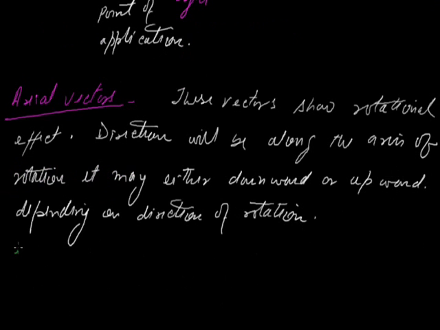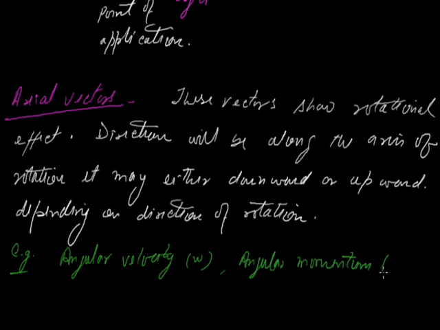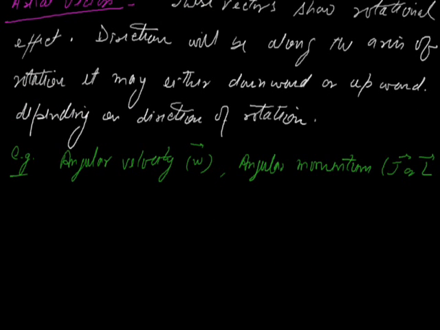For example, angular velocity, that's omega. Angular momentum, that's J or L. Torque, that's tau.